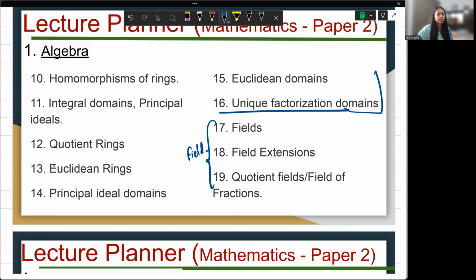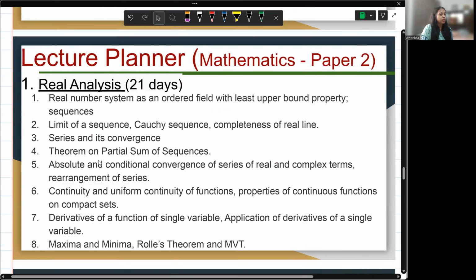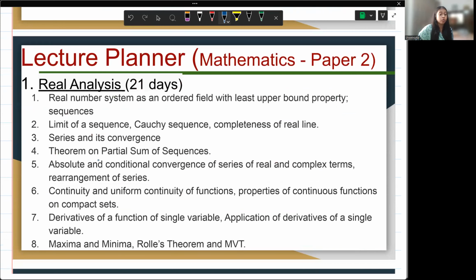Okay, it will take time to cover. And once you complete groups, you will see all the major concepts are just repeated in rings as well as in fields. Of course, there are some additional sections as well, but most of it is just repeating. Okay. Yes. Now, real analysis, as you can see, I have taken an equal amount of time for real analysis as well.